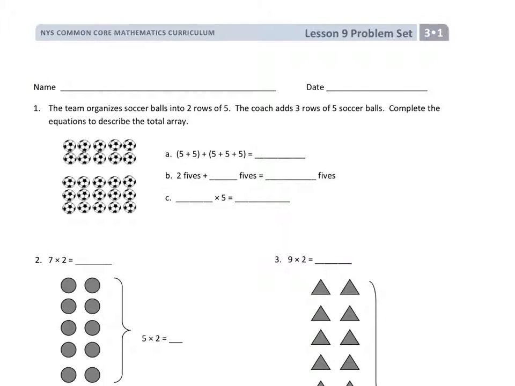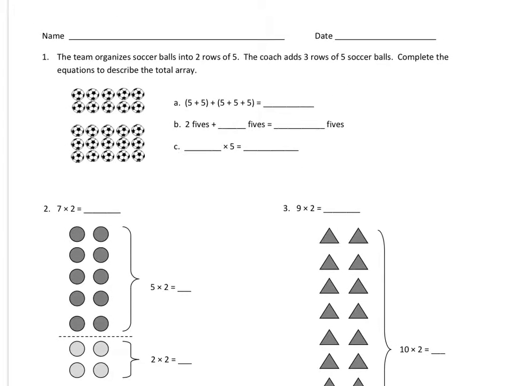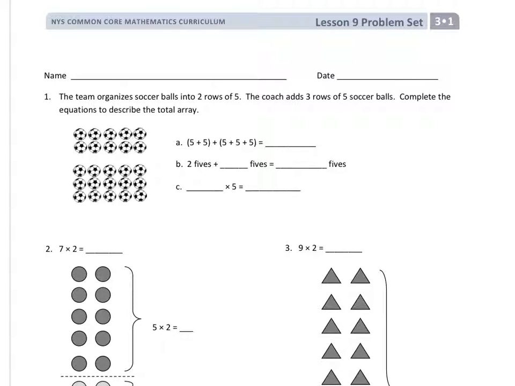Today we're going to work on Lesson 9 problem set, and it is all about finding related multiplication facts by adding and subtracting equal groups in array models. So, let's see what number 1 has in store.